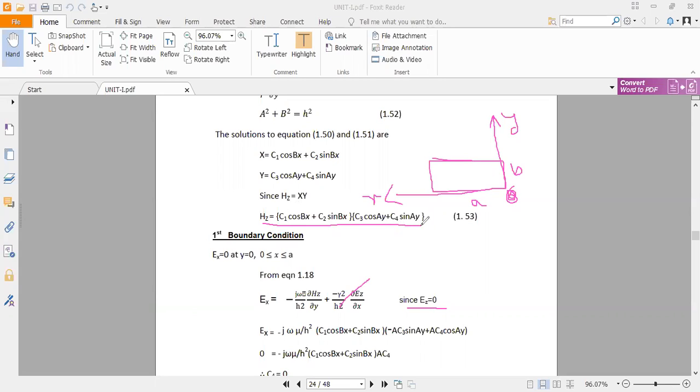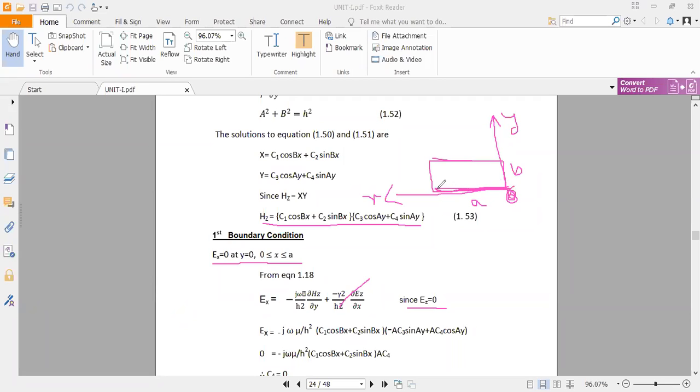Sine, cos differentiation: what is the cos differentiation? Minus sign. So that's why minus a into C3 sin ay. For sine differentiation, cos, so a C4 cos ay. So what is the condition we should take? Ex is equal to 0 at y is equal to 0, where x varies from 0 to a. That means this boundary we are considering.